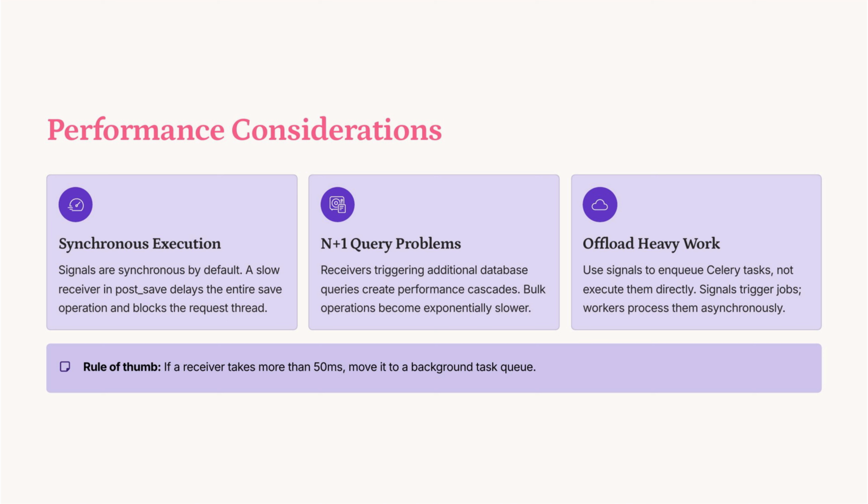Synchronous signals can bottleneck performance, blocking request threads if receivers are slow. N+1 query issues arise when receivers trigger extra database queries, slowing bulk operations. To enhance efficiency, offload heavy tasks to Celery queues. If a receiver exceeds 50 milliseconds, it's best to process it asynchronously, ensuring a responsive application.